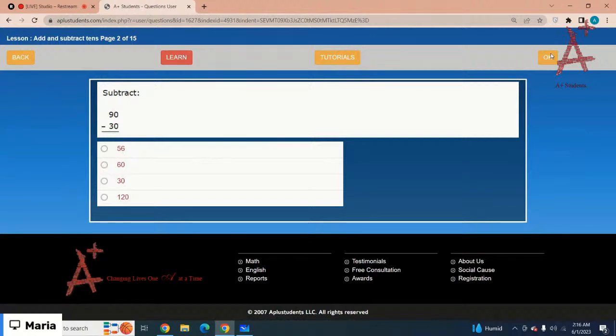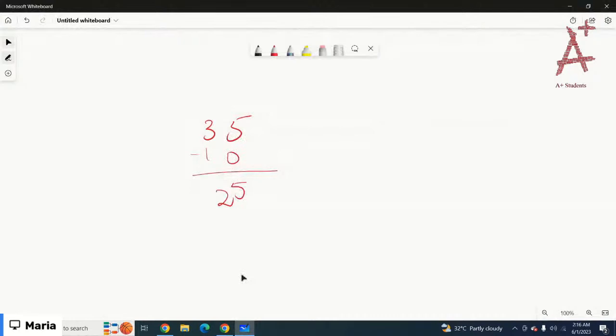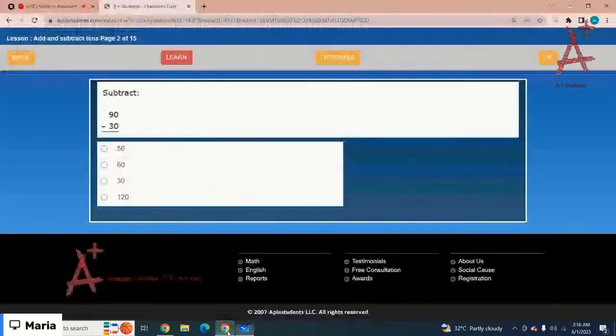Okay, subtract 90 take away 30. So you have to subtract 90 minus 30. 0 minus 0 is 0. 9 minus 3 is 6. Got it? So 90 minus 30 equals 60. So the correct option is 60. Just select the correct option and click on the OK button.